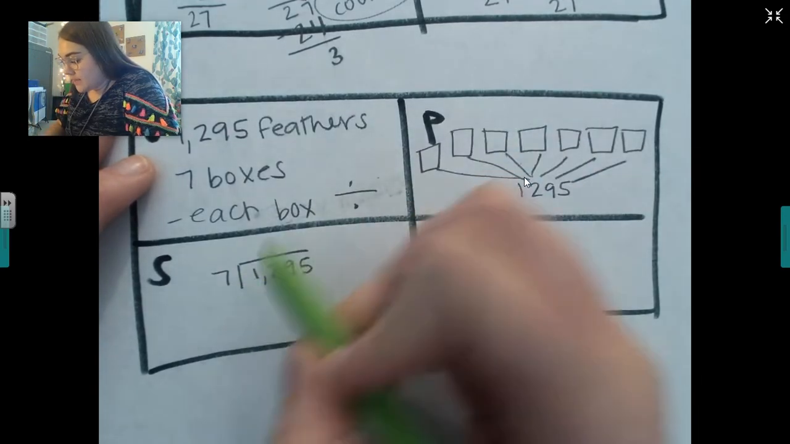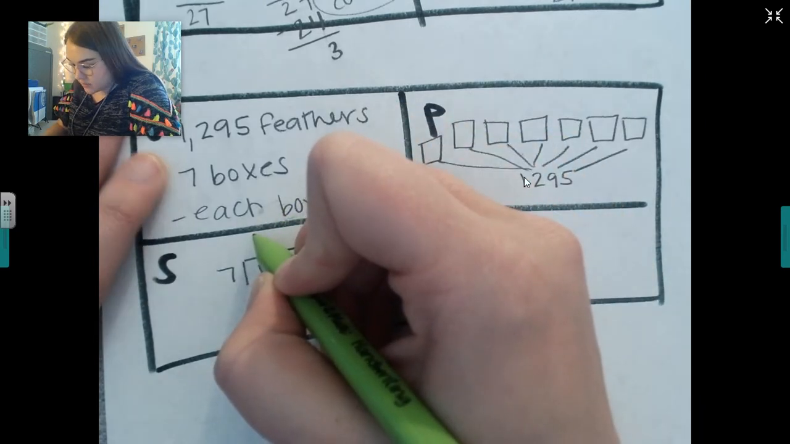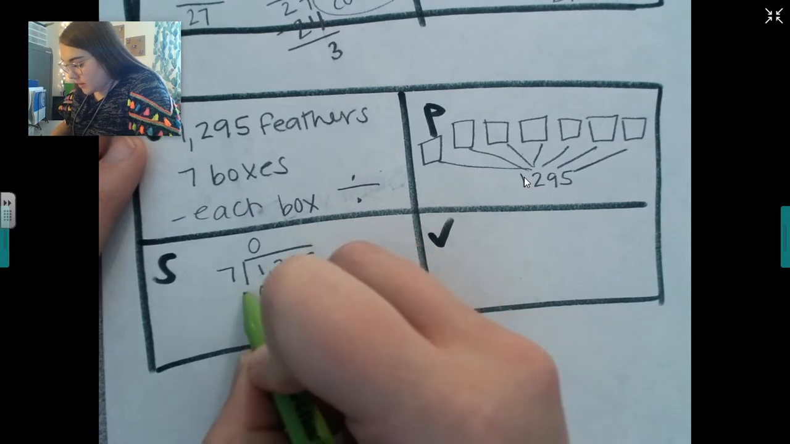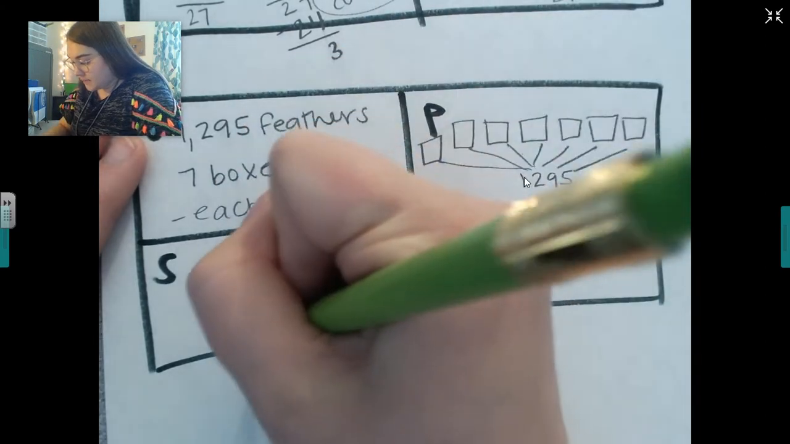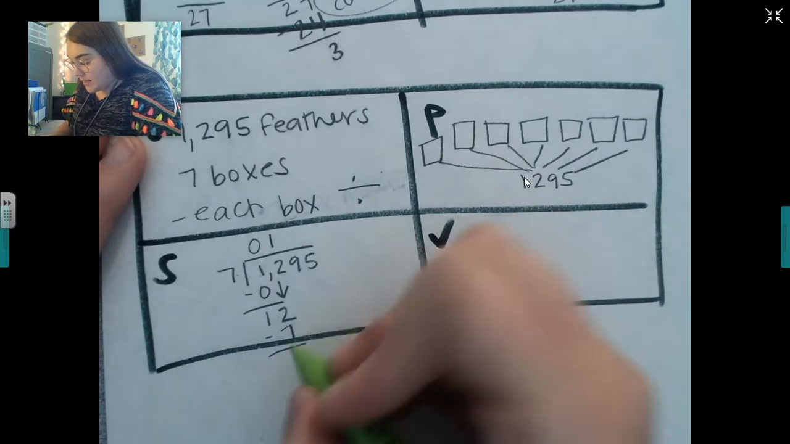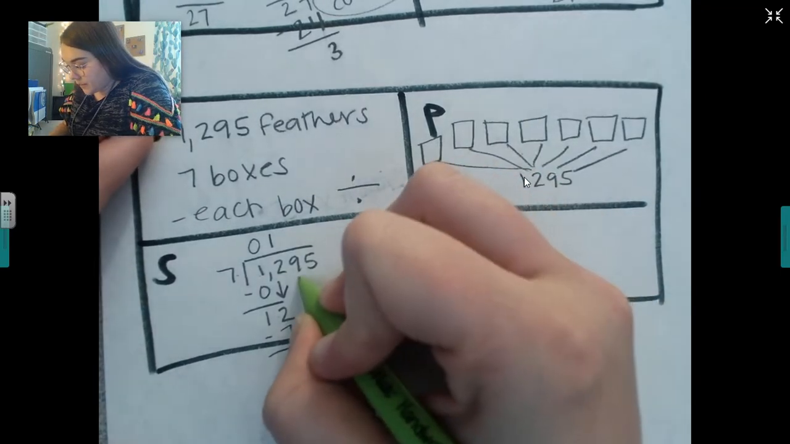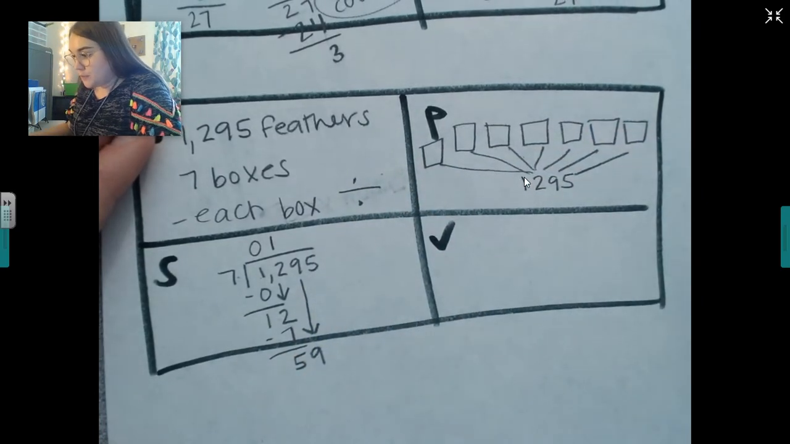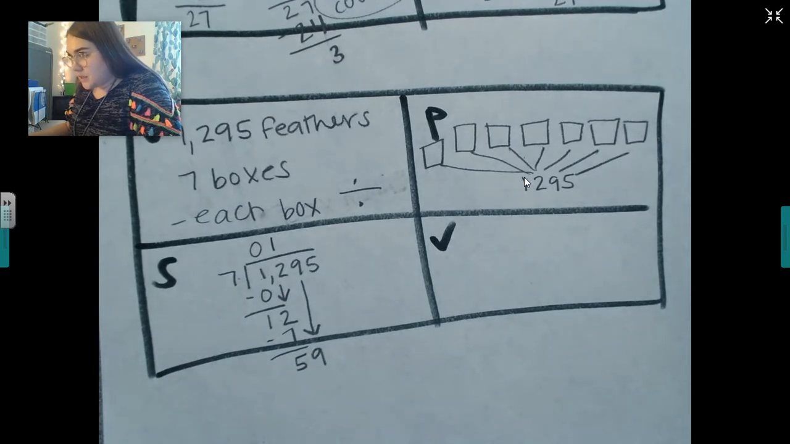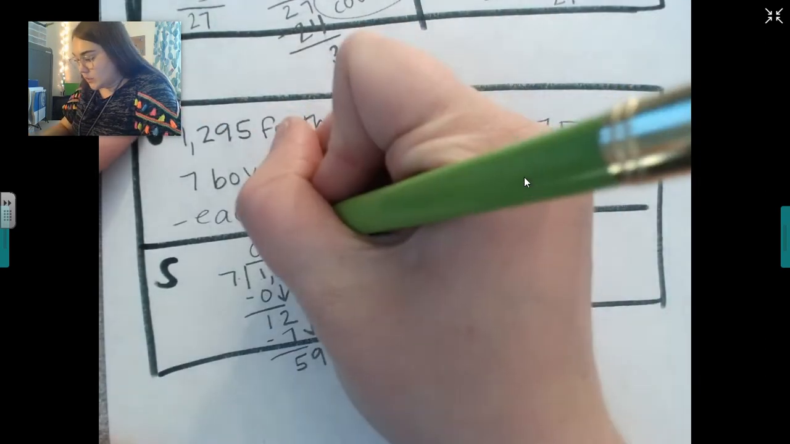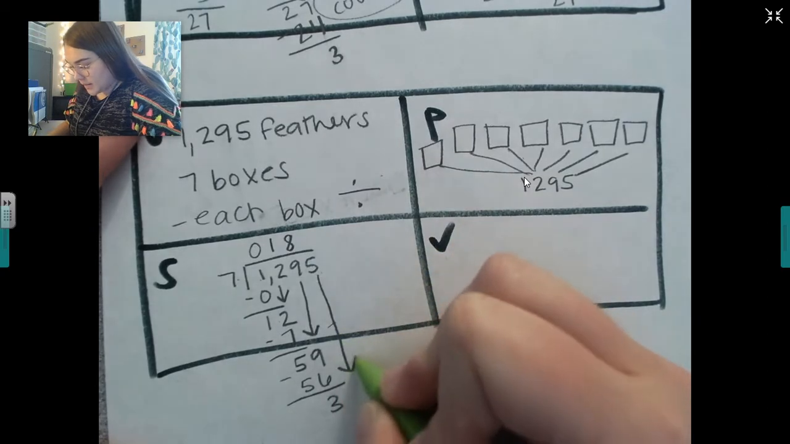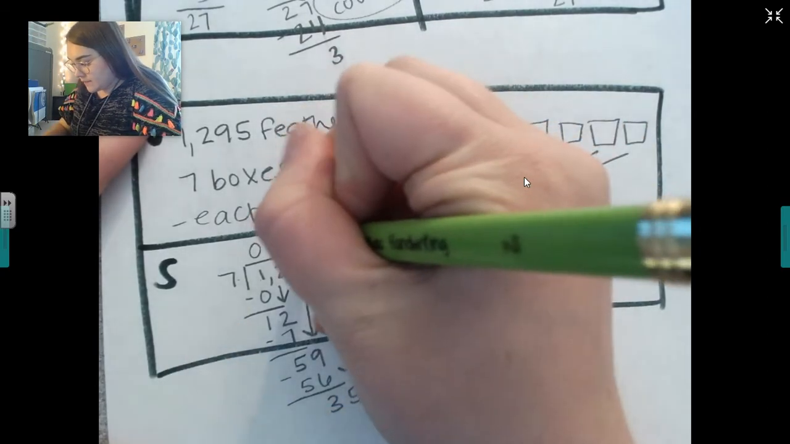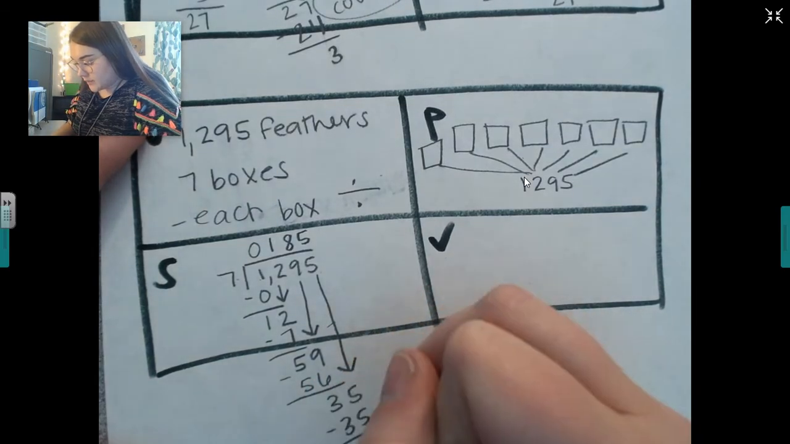Okay, so first I do, can 7 fit into 1? And no, it can't. 7 times 0 is 0, and 1 minus 0 is 1. Now I'm going to bring down my 2. 7 can fit into 12 one time, and that gives me 5. I'm going to bring down my 9. How many times can 7 fit into 59? So 7 times 6 is 42. 7 times 7 is 49. 7 times 8 is 56. So let's do 8. Then 8 times 7 is 56. And we're going to subtract and get 3. Bring down that 5. 7 can fit into 35 5 times. So I'm going to subtract 7 times 5, which is 35, and get 0.